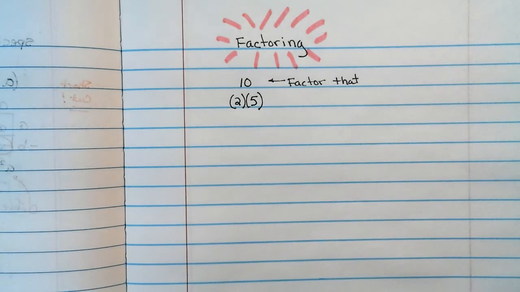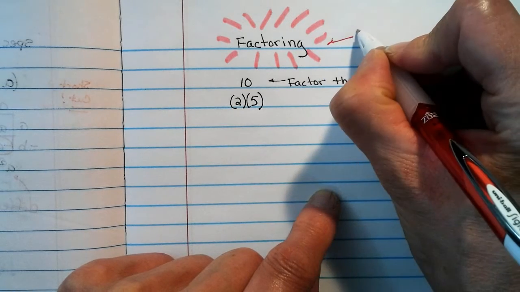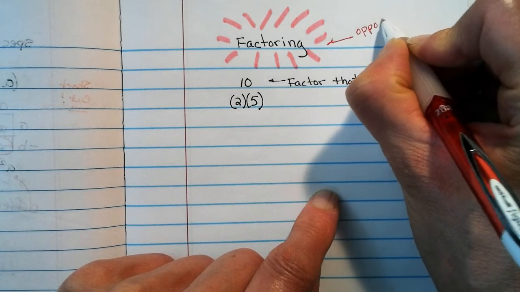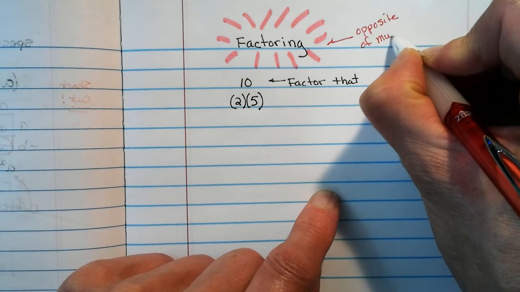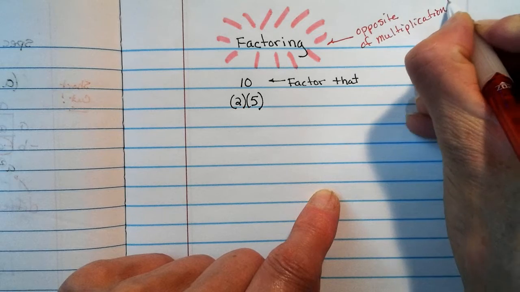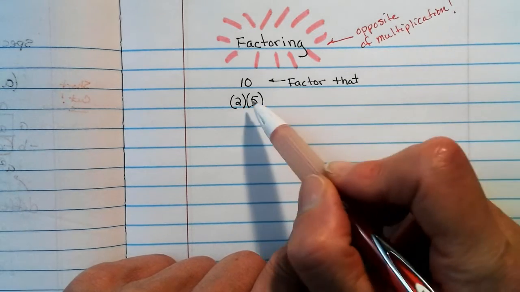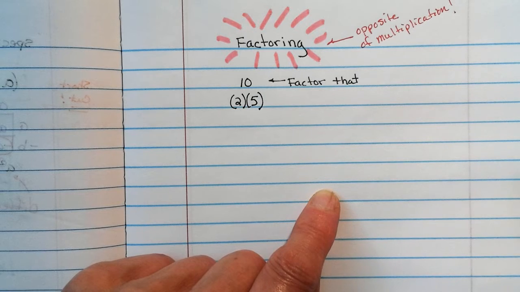So the thing to remember about factoring is that factoring is the opposite of multiplication. Okay? I'm trying to figure out what numbers are getting multiplied together to give me that. So let's do another example.